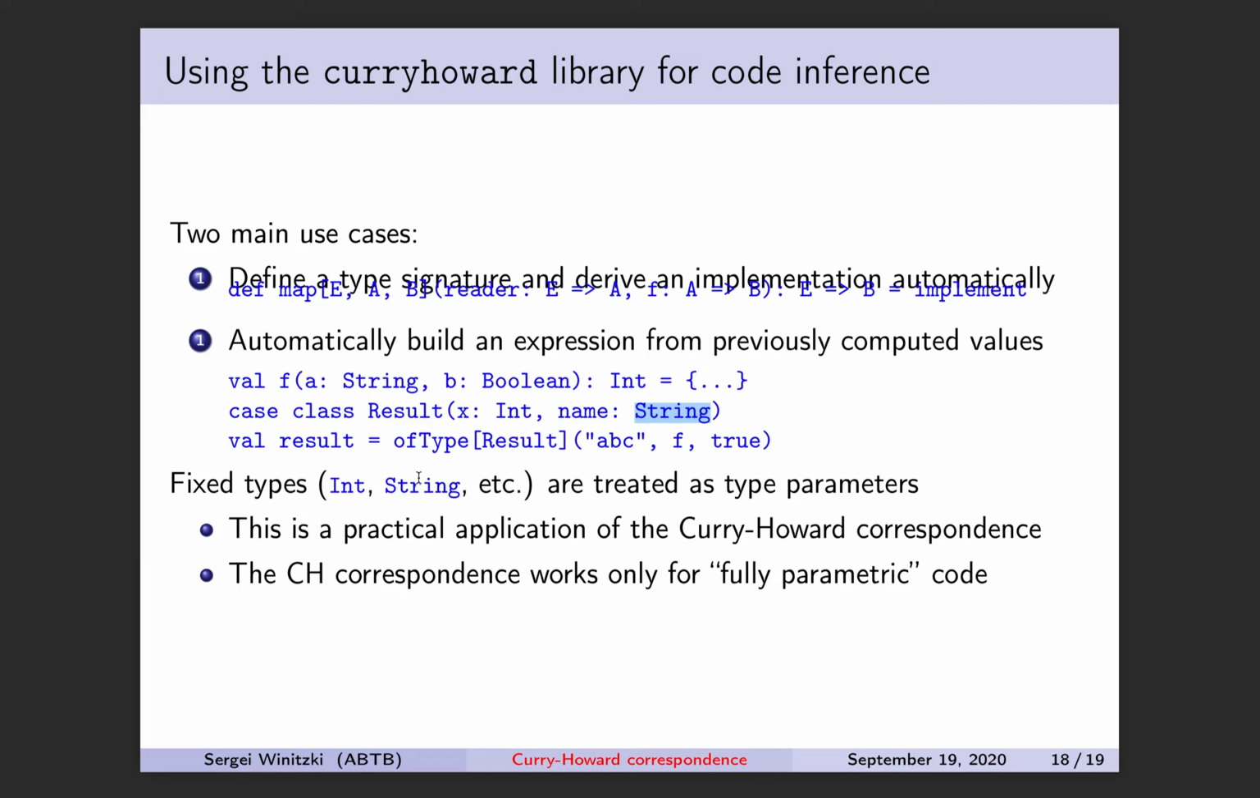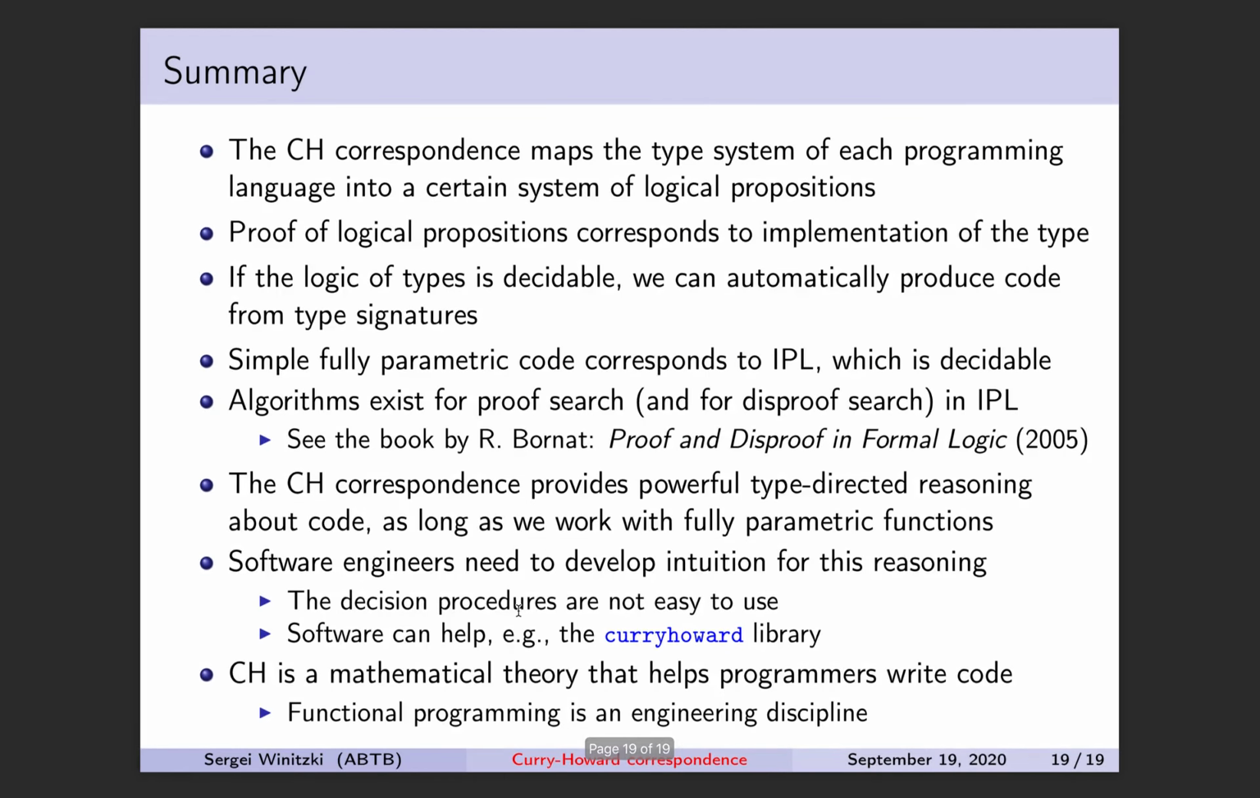But if you treat these specific types as type parameters, then the result becomes much more constrained. And in some cases, you can unambiguously find only one code for the type that you want. So this is the practical application of the Curry-Howard correspondence. Let me summarize.